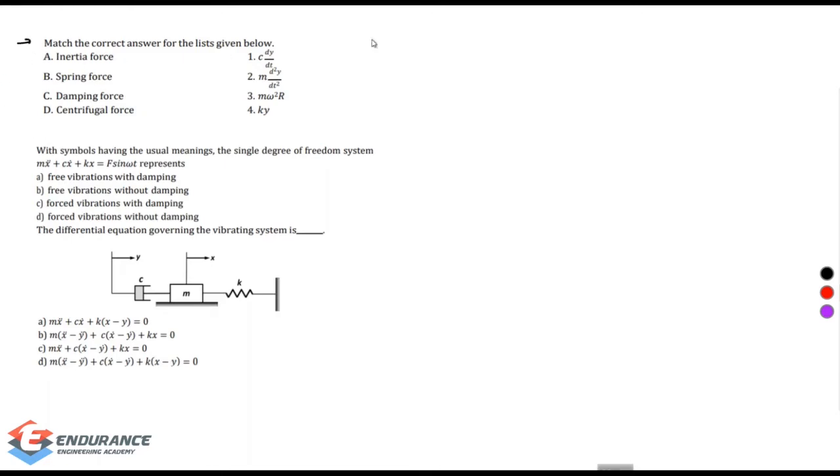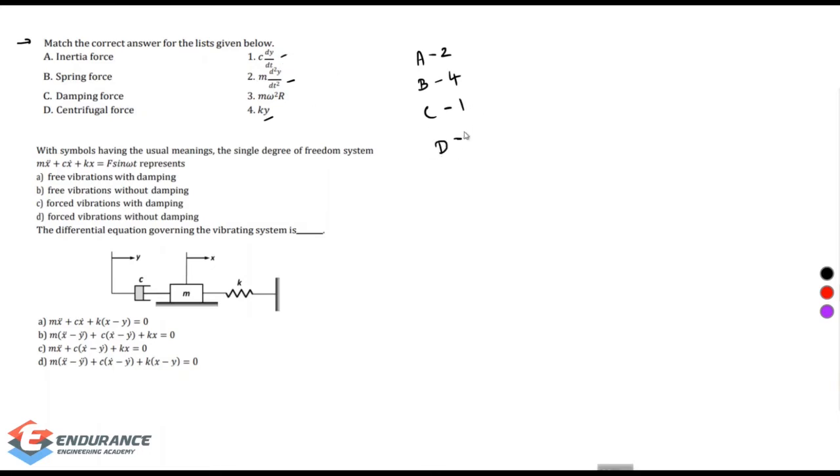So first of all, inertia force. Inertia force means what? Mass into acceleration, right? So m into x double dot. Here they're given in terms of y. Okay, you could clearly see they're given in terms of y. So B, spring force, it is k into the displacement. Here also again they are given in terms of y. Fine. What about damping force? Damping coefficient times velocity, which is 1.